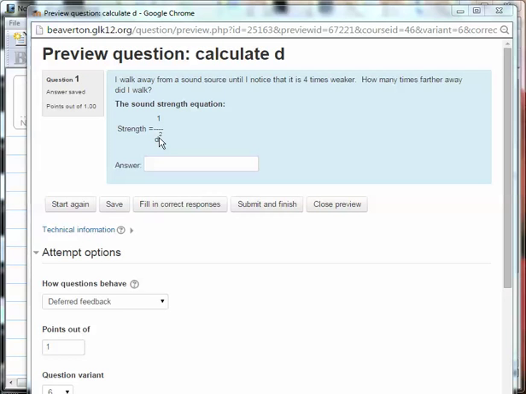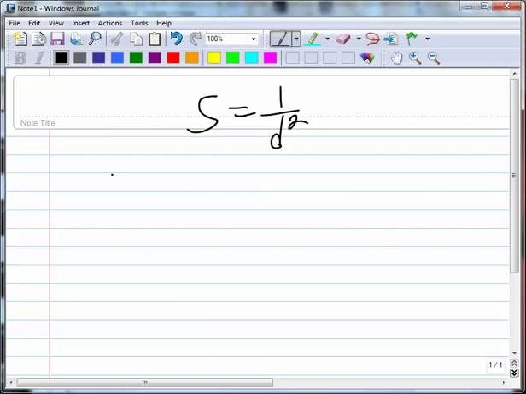Before I show you how to do this, let me show you what I'm guessing you did wrong. I'm guessing that when you read the problem and it said 4 times weaker, you put in a 4 right here for S. So you went like this. You said 4 equals 1 over d squared, and then you solved for d. So how did you solve for d? Maybe you put 4 over 1, and then you perhaps cross-multiplied.